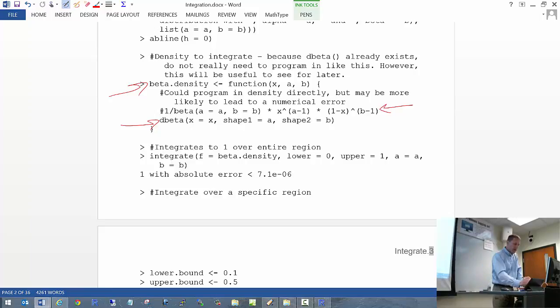So let's do integrate f equal beta.density, lower bound 0, upper bound 1. There's a ... argument in integrate, so I can pass in my A and B. And notice I get a value of 1. It also gives me a measurement of the overall error possible with this numerical integration. Obviously the error is quite small, so I have a lot of confidence that this worked out well.